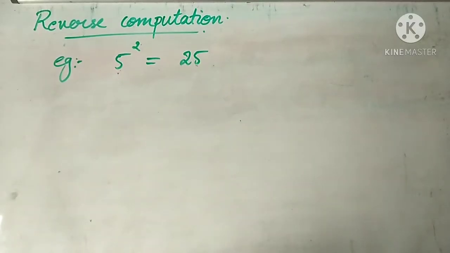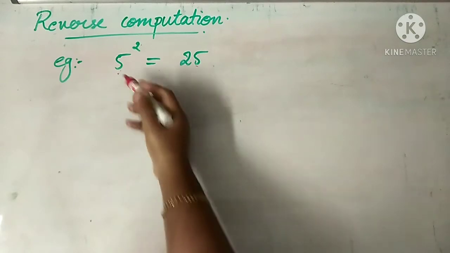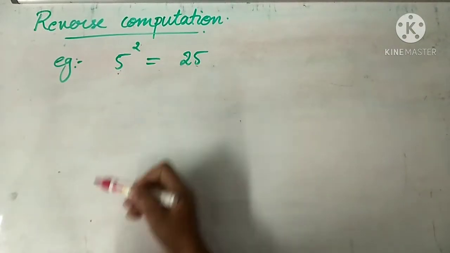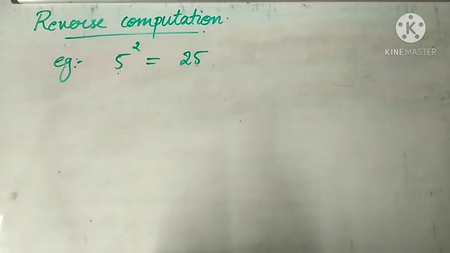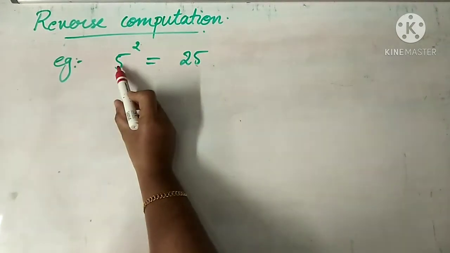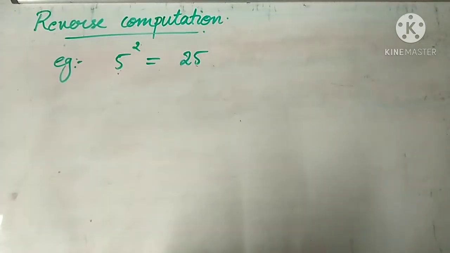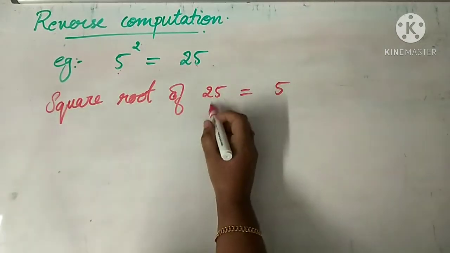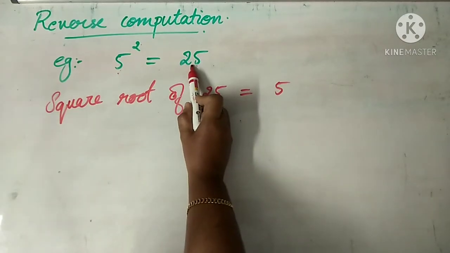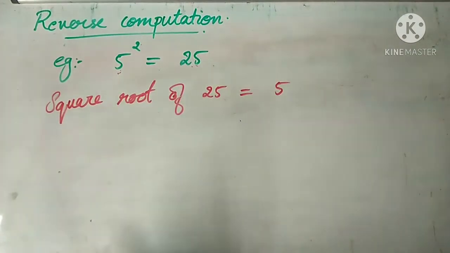Example for reverse computation. Example, 5 square is equal to 25. This we can say as the square of 5. We take the square of 5, so square of 5 is equal to 25. In reverse, we will say it as square root of 25. Square root of 25 is equal to 5.